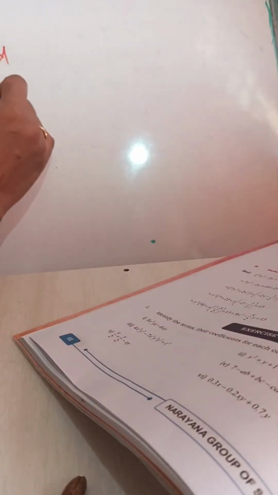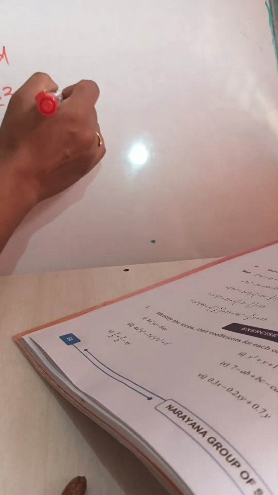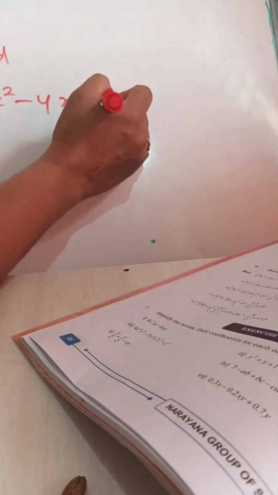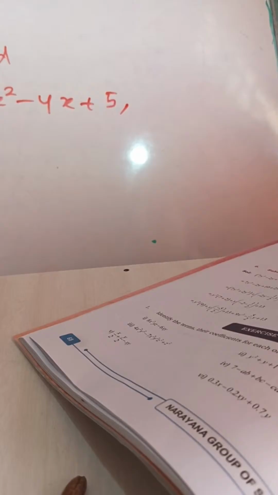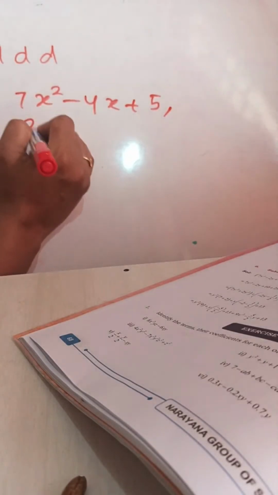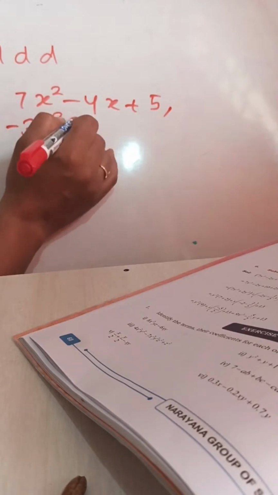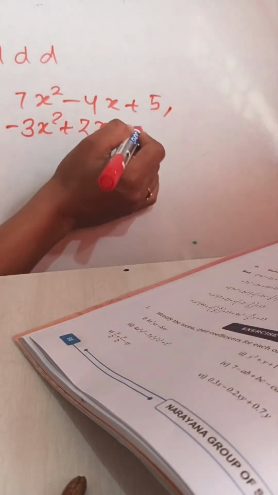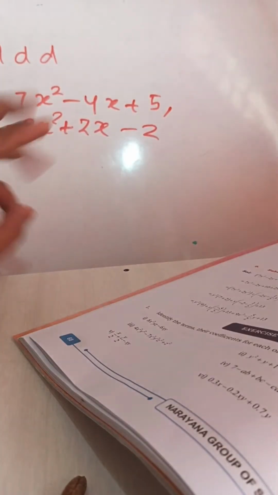Now if we have a question like: add 7x square minus 4x plus 5, it's our first expression, 7x square minus 4x plus 5, minus 3x square plus 2x minus 2, and we have here three terms, three expressions.